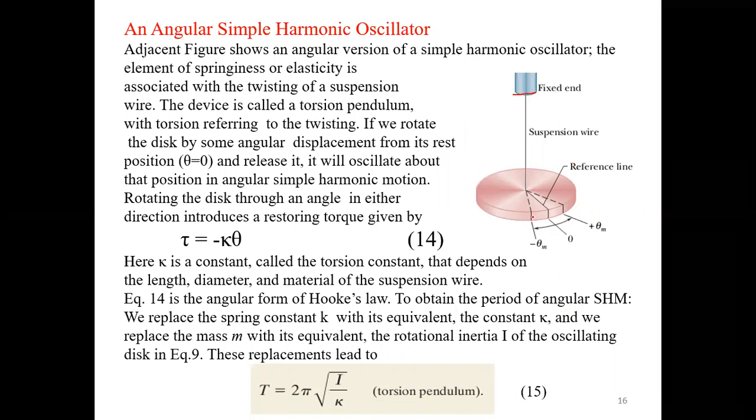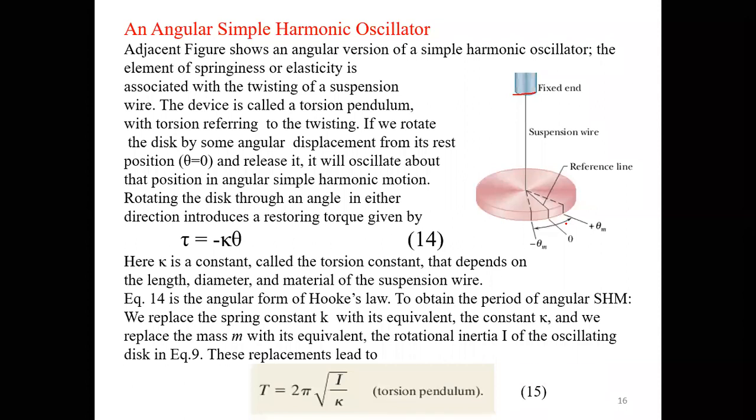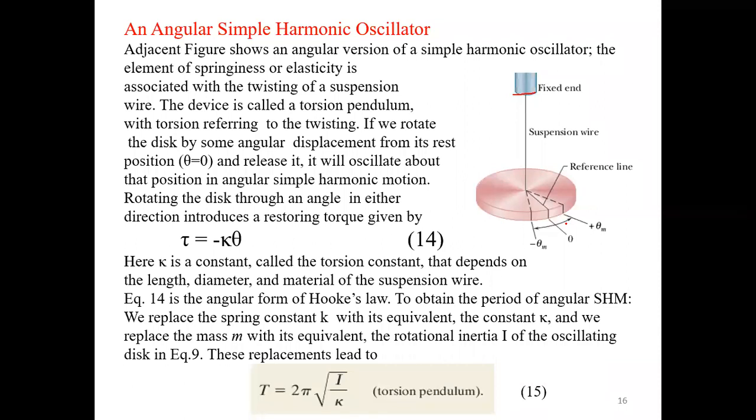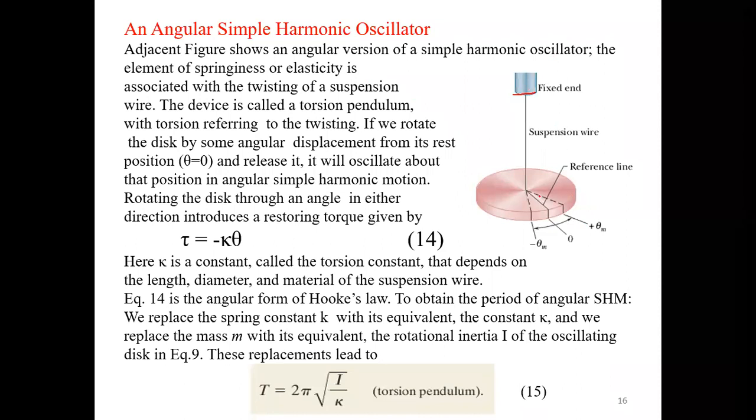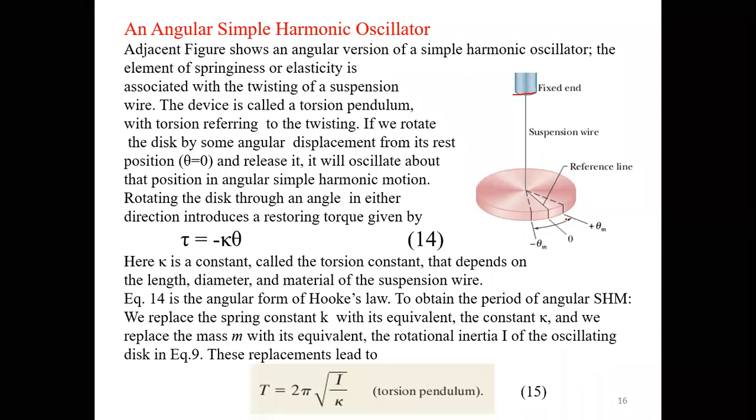Okay. When you twist this a little bit, suppose this is the equilibrium position. When you twist it a little bit to either side of the equilibrium position, it will acquire some potential energy, and this potential energy will be converted, so it will move back and forth. The adjacent figure shows an angular version of the simple harmonic oscillator. The element of springiness or elasticity is associated with the twisting of the suspension, because it is rigid here, and when you twist it, it acquires some potential energy, and this potential energy is converted to kinetic energy, so it will move back and forth, to and fro over here.